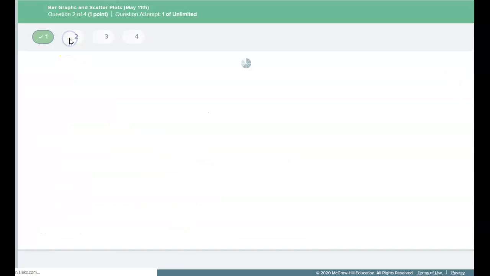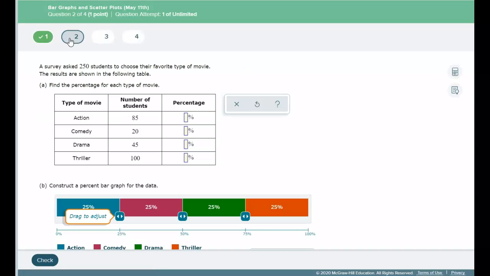Okay, let's look at the next one. A survey asked 250 students to choose their favorite type of movie. The results are shown in the following table. Find the percentage of each type of movie. So again, we're doing the same thing. We know that we have this total, 250, and we're going to take each of these numbers for action, comedy, drama, thriller, and find a percentage of each of those.